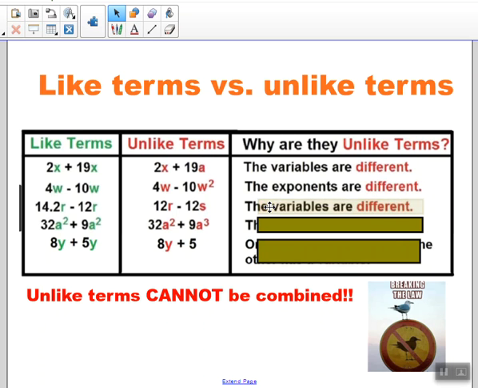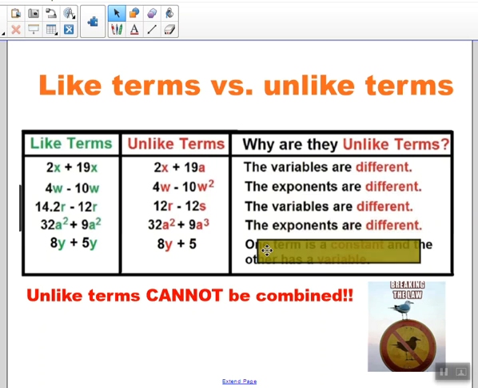You have different variables. What about this one? What makes these unlike terms? Well, it's the exponent again. This one is 32a squared. This one is 9a cubed. So we have a different exponent, so no combining those. And these are unlike terms because this is a constant and this one is not.